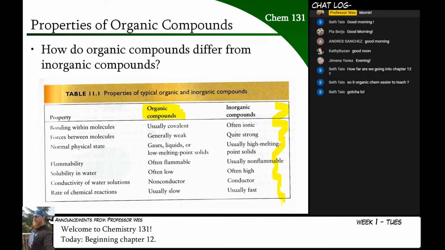But inorganic compounds have the opposite issues. Instead of having covalent bonds, they have ionic bonds. Remember that the difference is that in a covalent bond, electrons are shared between two atoms, so something like this, where there's no charge visible. Whereas in an ionic compound, the charges are isolated, and the bond is formed from the attraction of those oppositely charged ions.